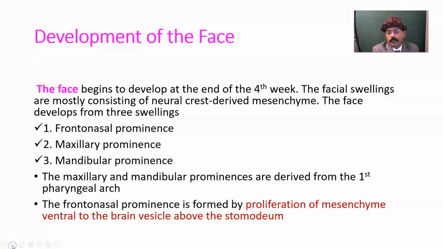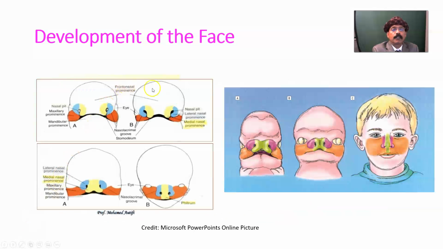Okay, we got that. The next slide here. This image has been taken from Microsoft PowerPoint online. This is most likely from Langman's Medical Embryology. Here we have three processes: the frontonasal prominence, the maxillary prominence, and the mandibular prominence.